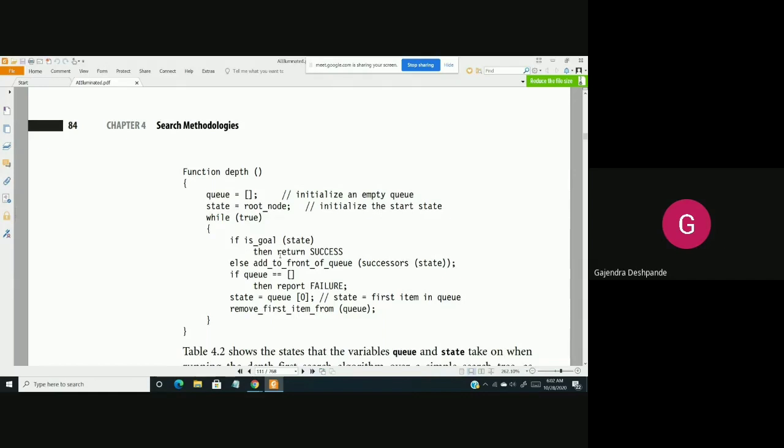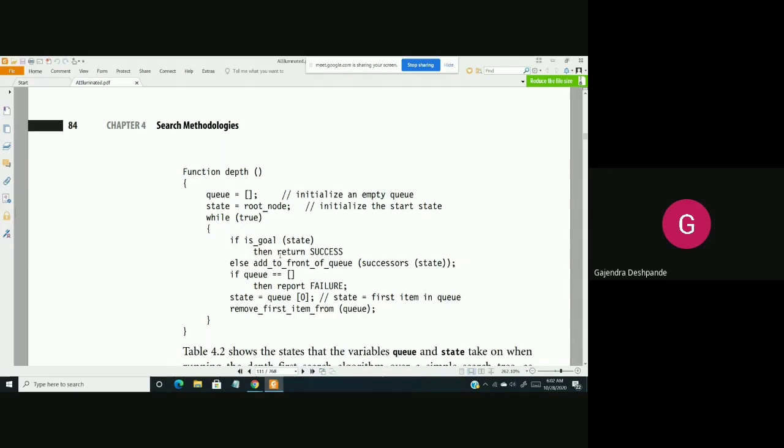If it is not a goal state, then you should add the successors of state to the front of the queue. So successors means children of the state. For example, if we have assigned the root node now, and the root node is not a goal node, then the root node will have children nodes. So you have to add those children nodes to the front of the queue. Now check if the queue is empty. If the queue is empty, then report failure.